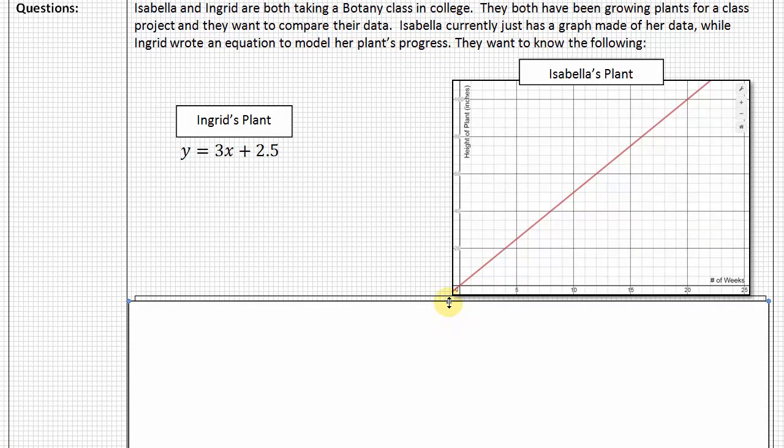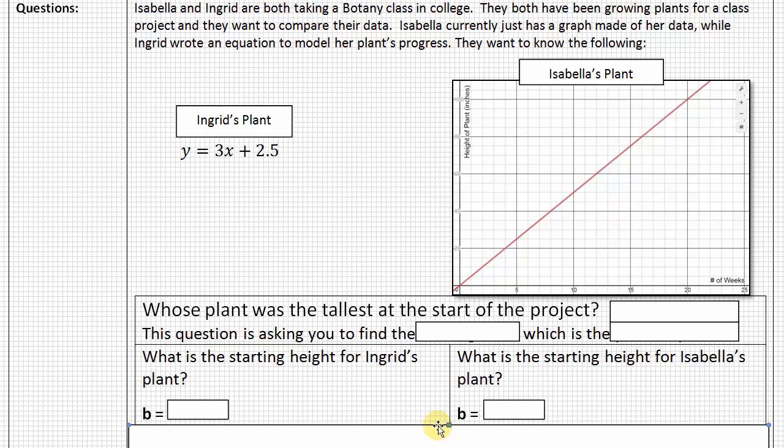So the first thing they want to know is whose plant was the tallest at the start of the project. So again, if we're talking about at the start of the project, this question is asking you to find the starting value. And how else do we talk about starting value? Well, we also talk about it as being a y-intercept. So go ahead and see if from this information, from the equation for Ingrid and the graph for Isabella, you can find how tall their plants were at the start of the project.